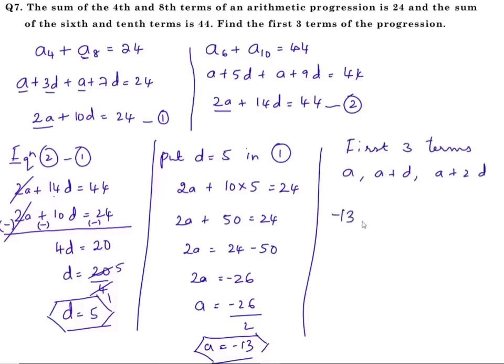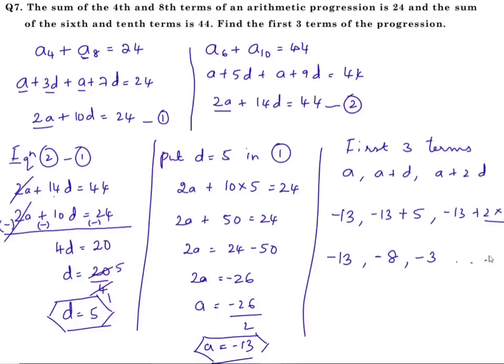It is minus 13. Next is minus 13 plus d, where d is 5, and then minus 13 plus 2 times 5. Minus 13 plus 5 is minus 8. 2 fives are 10. Minus 13 plus 10 is minus 3. Minus 13, minus 8 and minus 3 are the three terms of the AP.